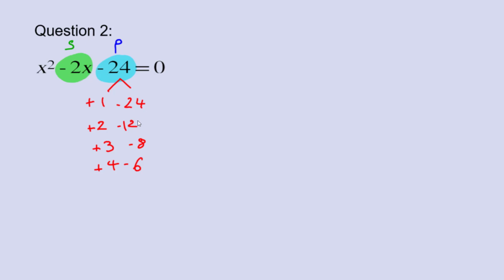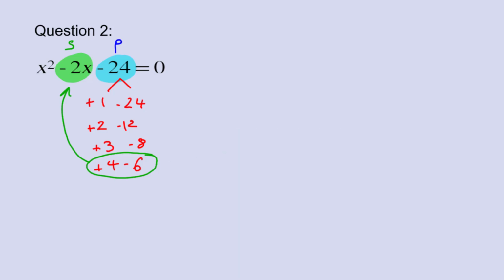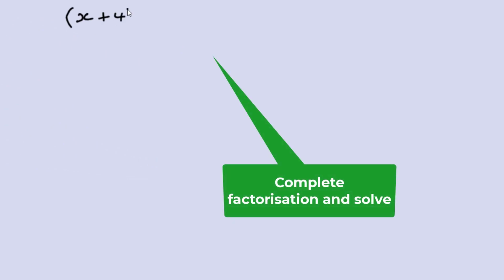That's what we are looking for in order to factorize. In other words, we try to identify the matching factors. In our case it is minus 6 and plus 4. Minus 6 plus 4 is minus 2, and minus 6 times plus 4 is minus 24. So we found our two matching factors. We're going to use them to factorize, which gives us x plus 4 times x minus 6 equals 0. The factorization is complete. Now we can start solving.